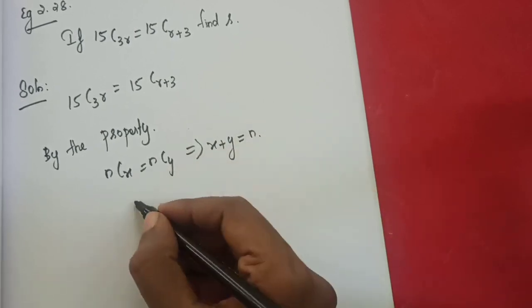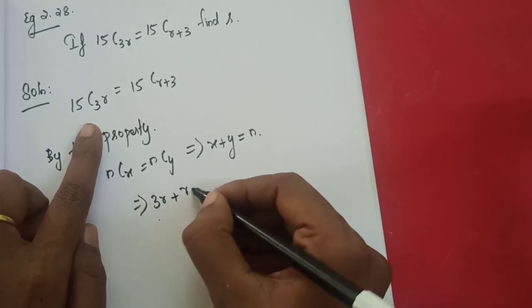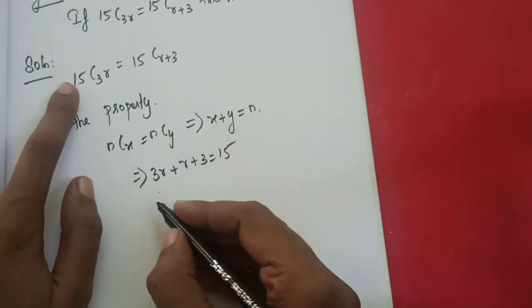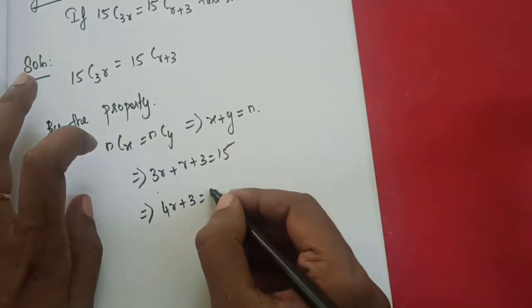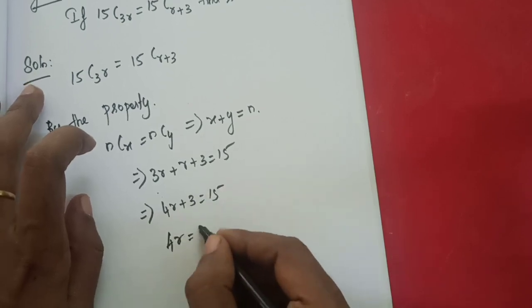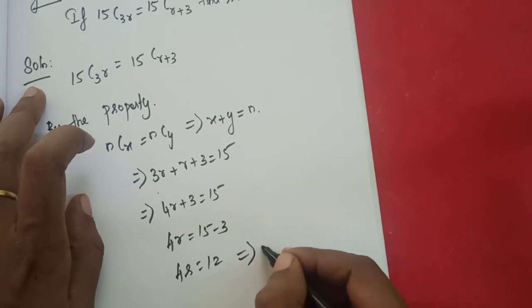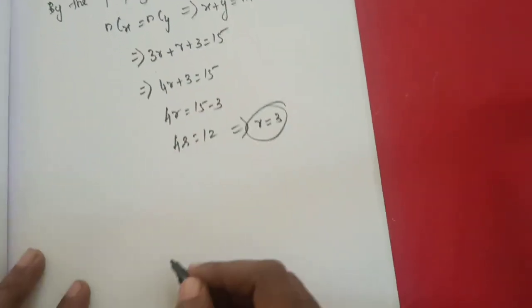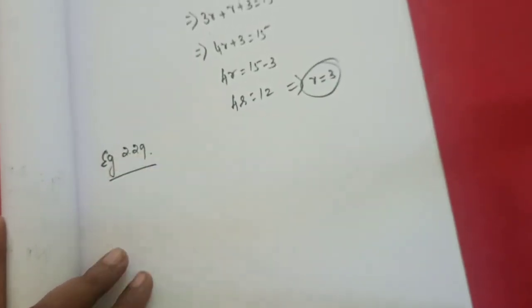Now add it, which implies 3R plus R plus 3. That value is given as 15. Correct? 15 only, the N value. Which implies 3R plus R means 4R plus 3 equal to 15. So 4R is equal to 15 minus 3. 4R is equal to 12, which implies R equal to 3. Understand? Then example 2.29. The question is somewhat big, so I am reading the question from the book.